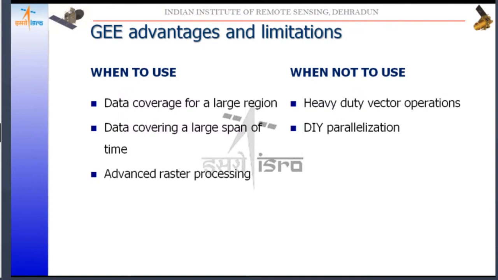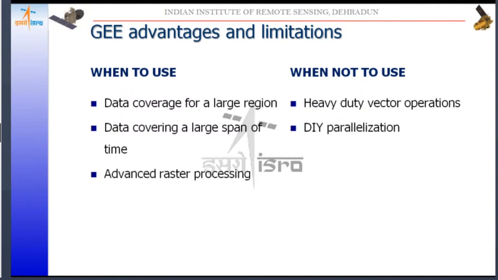Let us discuss a few advantages and limitations of the Earth Engine. So the Earth Engine should be used when you want data coverage for a large region. So if you want to study an entire country or even the entire world, the Earth Engine is the tool for you. Also, when you want to study data covering a large span of time, the Earth Engine is recommended to be used. Several studies have been conducted on the Earth Engine that have spanned more than 32 years of data. The Earth Engine should also be used for advanced raster processing.